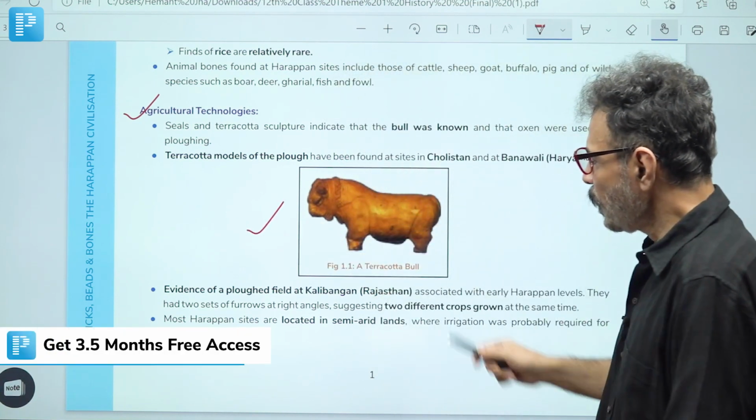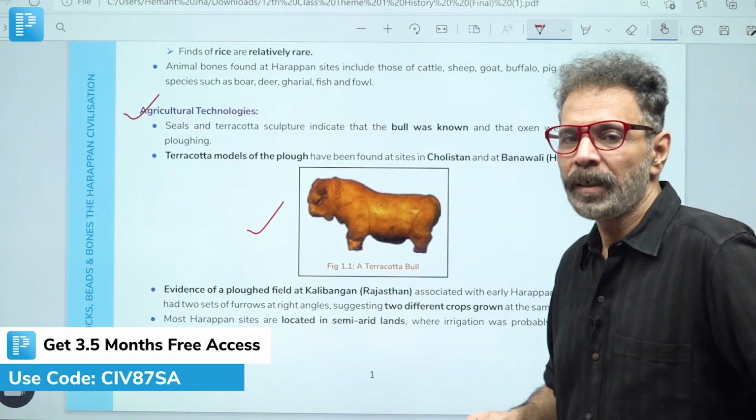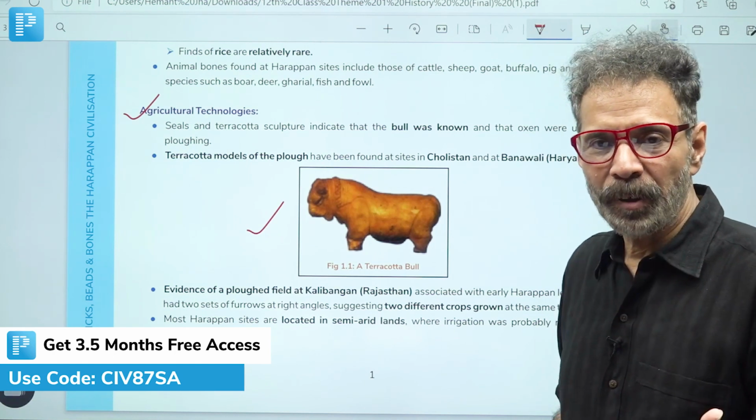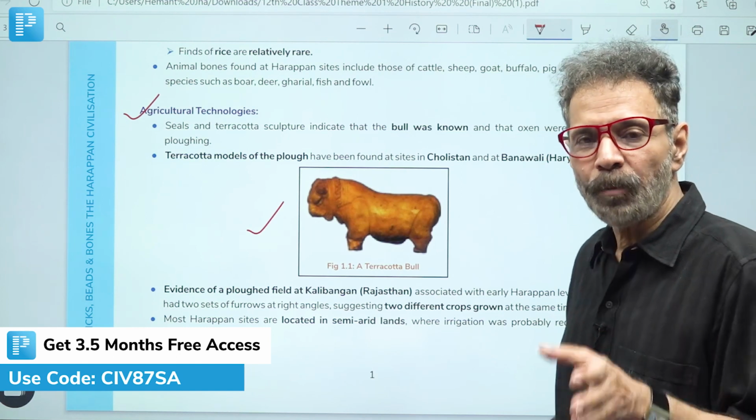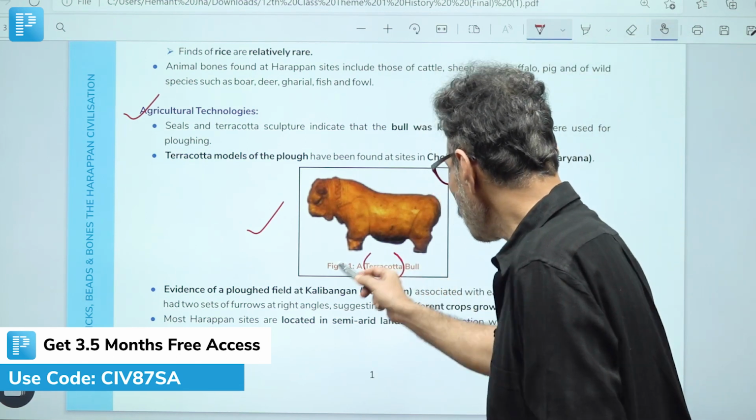The image of a terracotta bull. This will give you a broad idea of the sculptural art of the Harappan people. And a form of the sculptural art was terracotta sculptural art.